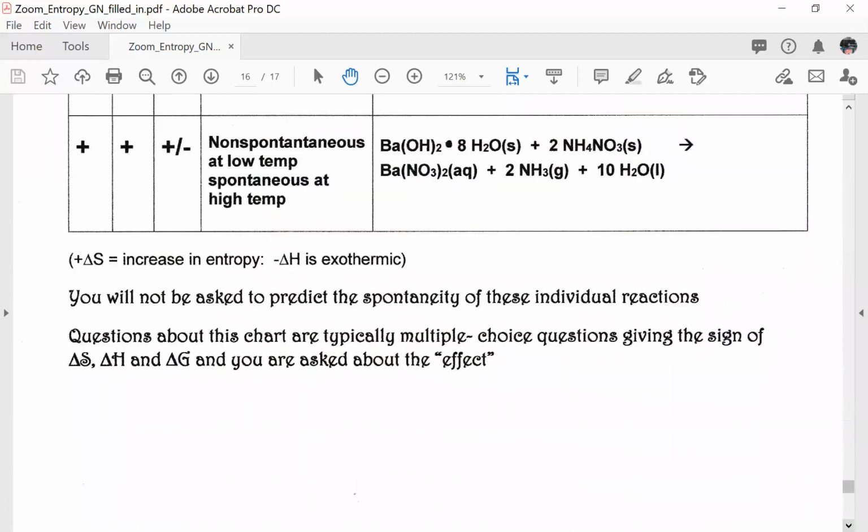So just a reminder, you will not be asked to predict the spontaneity of these individual reactions. Questions about this chart are typically multiple choice questions giving the sign of delta S, delta H, and delta G, and you're asked about the effect.